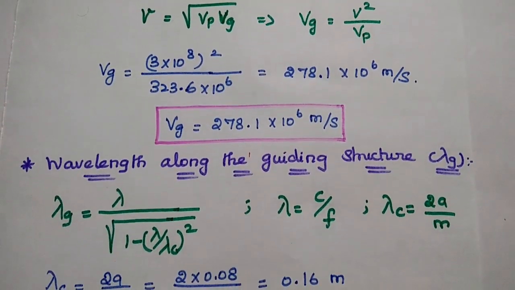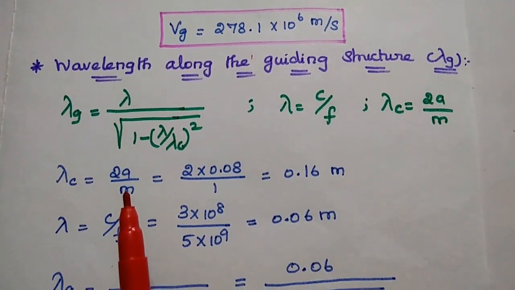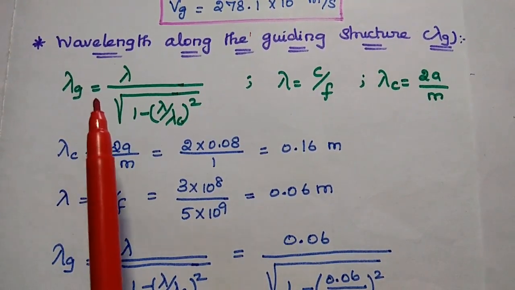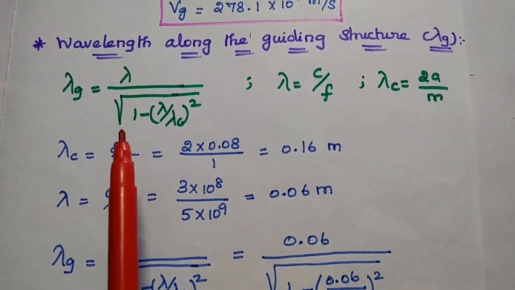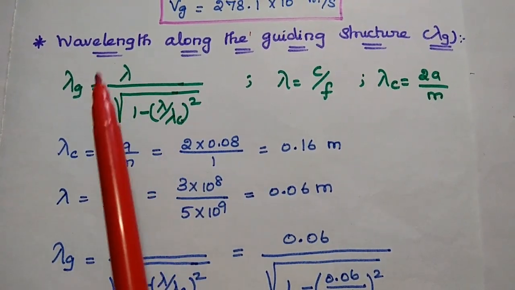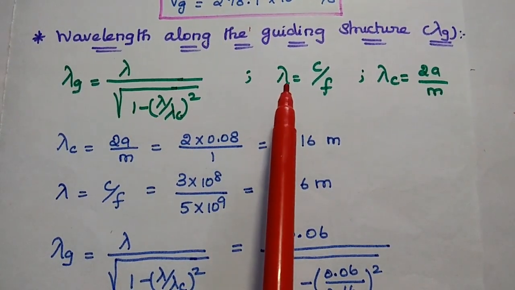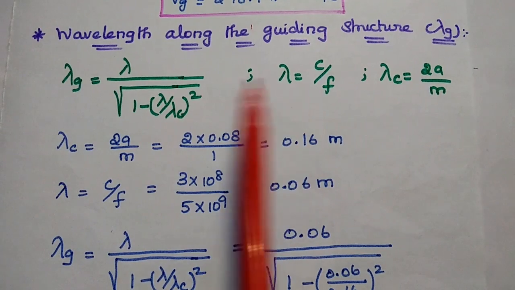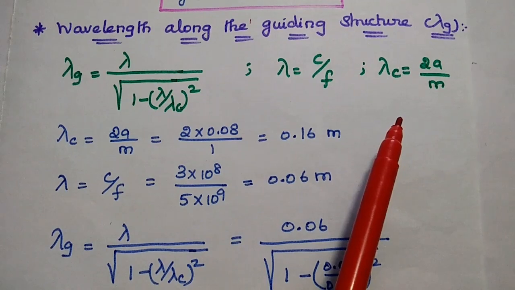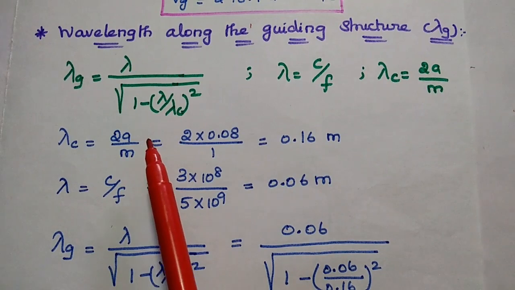Okay, and the last one is wavelength along the guiding structure. Wavelength along the guiding structure means guided wavelength. So here the formula is guided wavelength is equal to lambda by square root of 1 minus (lambda by lambda c) the whole square. Here this lambda is nothing but the wavelength in free space condition. So lambda is equal to c by f. Lambda c is the cutoff wavelength. The formula is 2a by m. So we can find out the values of lambda c and lambda by using this formula.